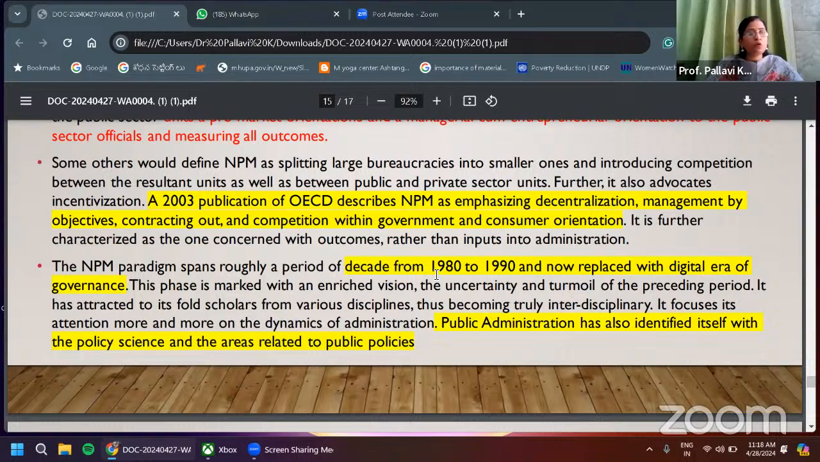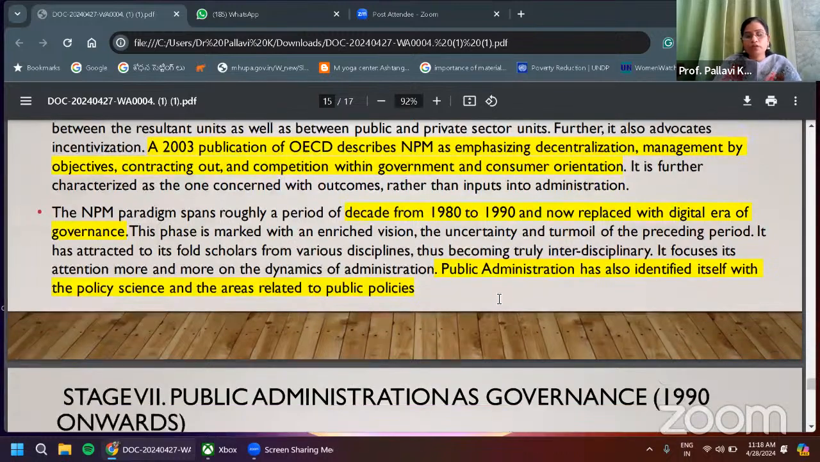Suppose there are no good roads when you travel. People take a pic and post it on social media, isn't it? Suppose you go to a government hospital and do not find proper facilities. What do people do? They do not keep quiet; they take pics and post them on social media. So citizen satisfaction is also very important, and the public sectors need to work accordingly. That is the main emphasis of new public management.